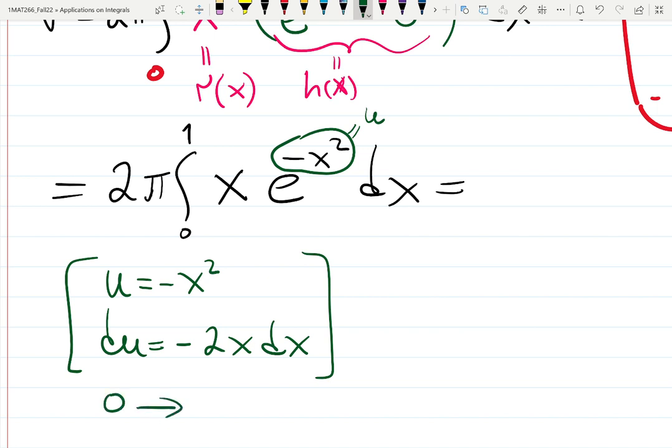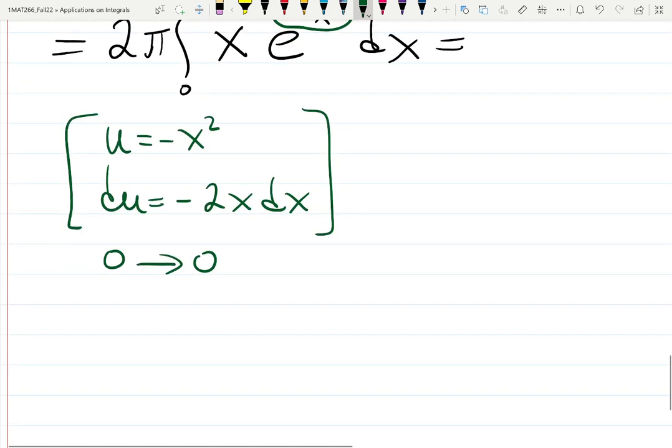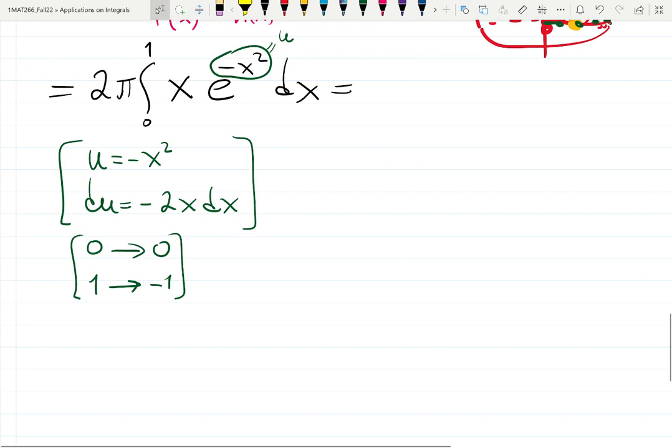0, if you plug into x, gives you 0, technically speaking, minus 0 squared. 1, if you plug in, gives you minus 1 squared, which is just minus 1. So that's exam 1. Hopefully you remember any of this. 2 pi from 0, 0 stays 0, 1 becomes minus 1. Don't be bothered, it's from 0 to minus 1. You can always flip the order by reversing it and making it negative.